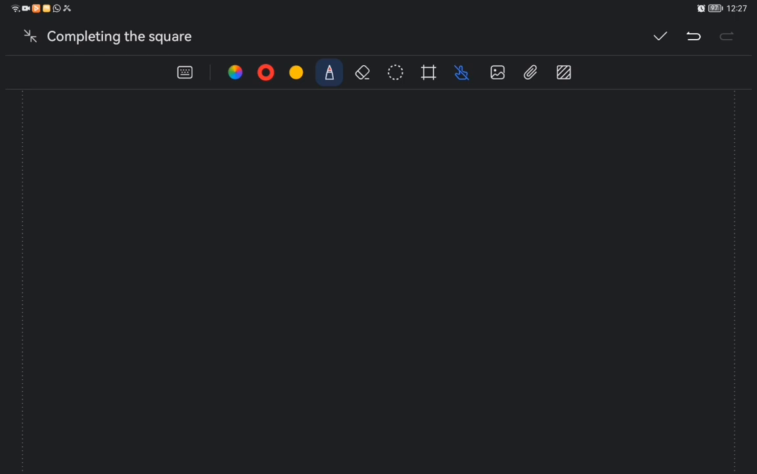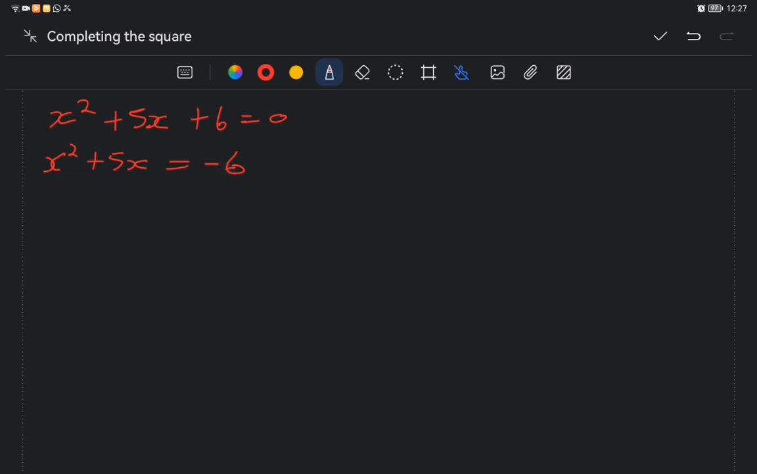Let's continue with this, completing the square. So let's say we have x squared plus 5x plus 6 is equivalent to 0, right? Now with this one, same thing. So you're going to take the number to the right. So it's going to be x squared plus 5x is equal to negative 6, right?